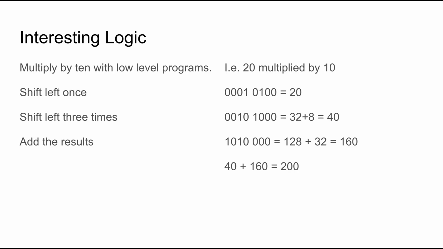Some interesting logic I noticed along the way: an easy way to multiply by 10 with low-level programs. Basically, you shift the original value once, and then you shift the original value 3 times, and you add the results. And that gives you the value multiplied by 10. Shifting it once multiplies it by 2, shifting it 3 times multiplies it by 8, and if you add those together, that is the value multiplied by 10. This helped me in one area of my program, and I thought it was pretty interesting, and I wanted to point it out.